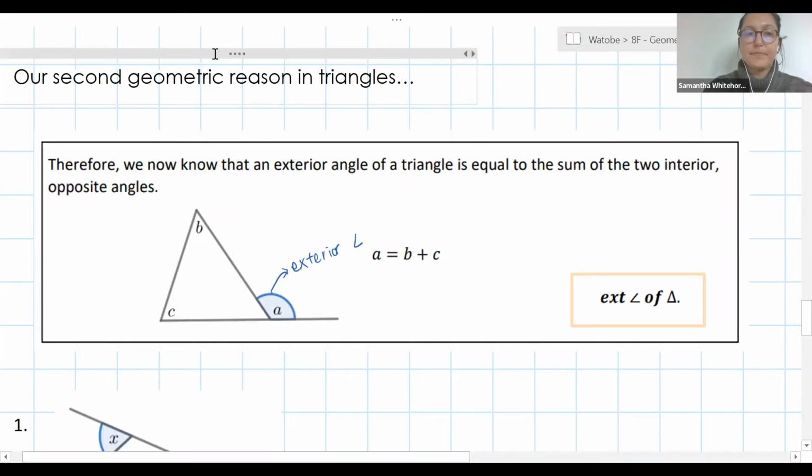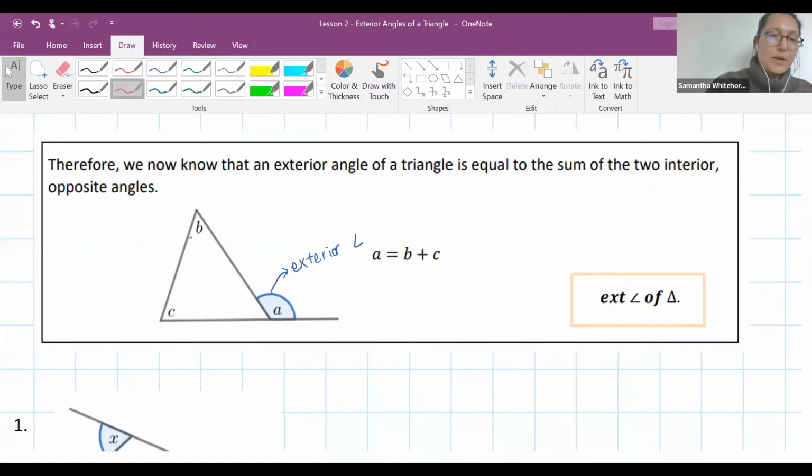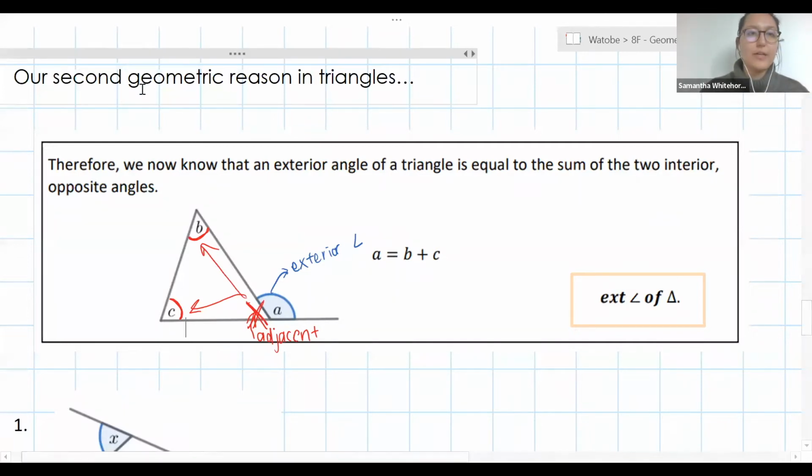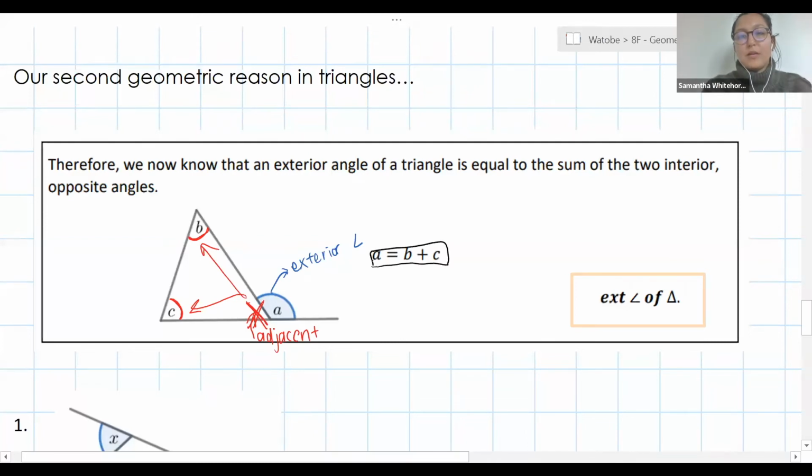And when I say the two opposite interior angles, what I'm talking about are the two angles completely opposite the exterior angle. This angle over here is the angle next to, or adjacent to, the exterior angle. I don't want to look at that angle. I always want to look at the opposite interior angles and add those up in order to get my exterior angle. And so that's why over here I've got a statement saying that angle A is equal to angle B plus angle C.